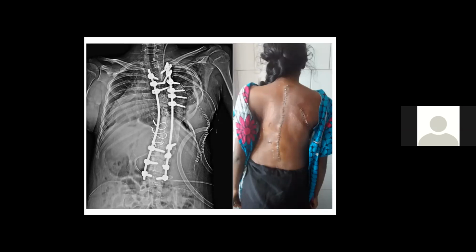Definitely. See, for example, the apex and the periapical region are fused anteriorly. So unless we would have done a vertebral column resection, we would not have got some sort of release or correction in this case.